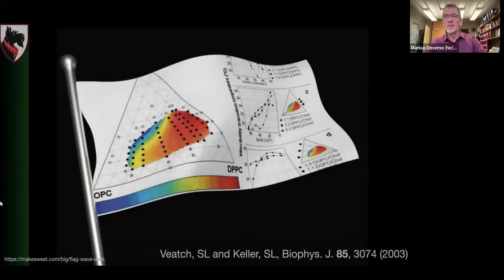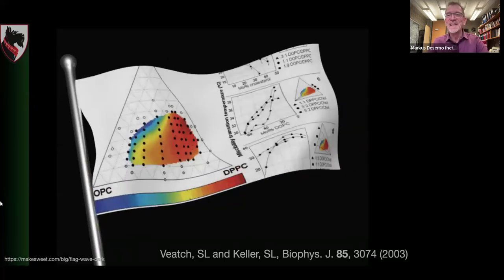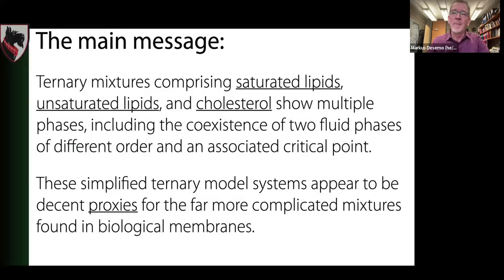We're going to do this a little bit of injustice by summarizing all of this in one slide. The reason why we care about this is that ternary mixtures that consist of saturated lipids, like no double bonds, unsaturated lipids with a couple of double bonds, and cholesterol, show a number of different phases, including two fluid phases of different order and the coexistence regions of those, which terminates in a critical point at suitably chosen temperatures. And this simplified model turns out to be a remarkably good proxy, we believe, for much more complicated biological membranes.